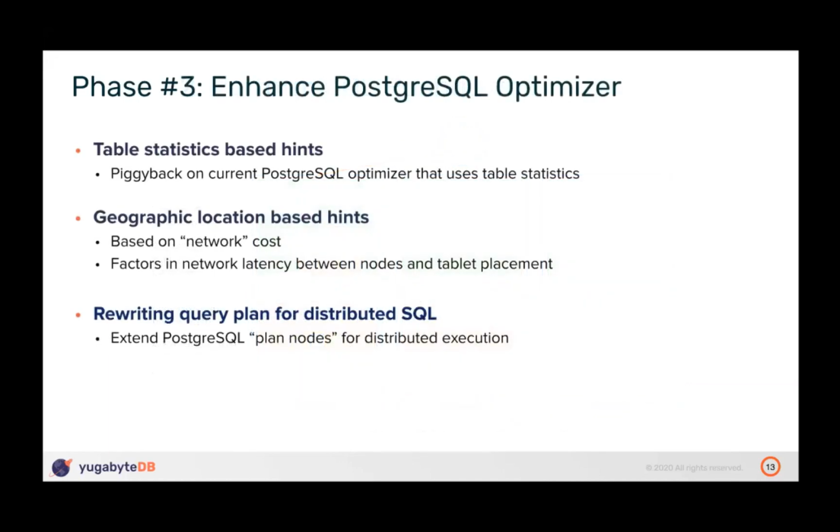Okay, the third phase is to actually enhance the PostgreSQL optimizer. Like even rewrite the query plan, and Postgres uses the Volcano model. What can we do there to really make it better for distributed execution? So here, these require taking in a variety of things like basic heuristics, table statistics based hints, geographic location based hints, rewriting the query plan, and so on and so forth, right? And so this is also in progress. Each of the three phases is simultaneously in progress and at different levels of completion.